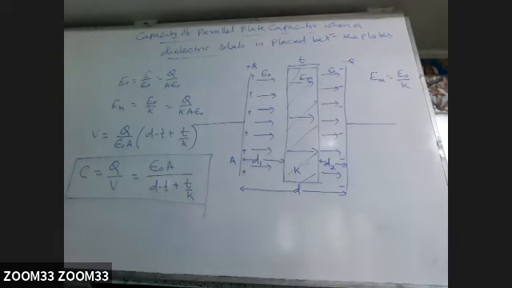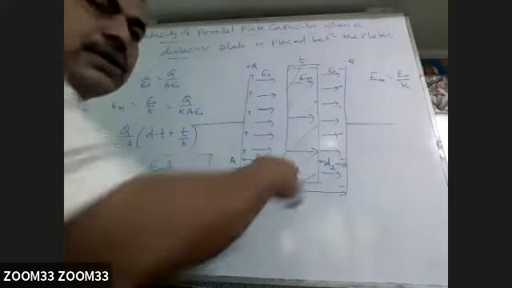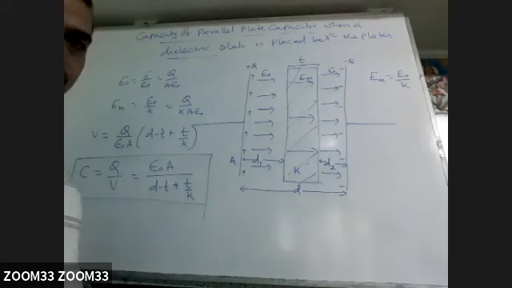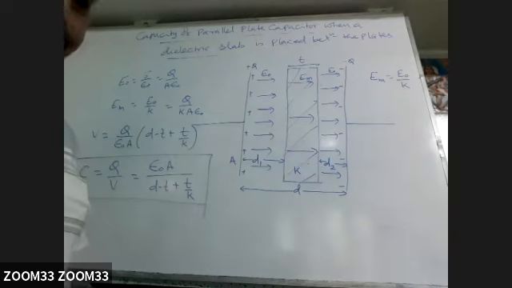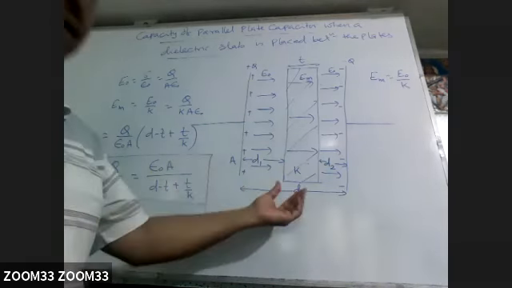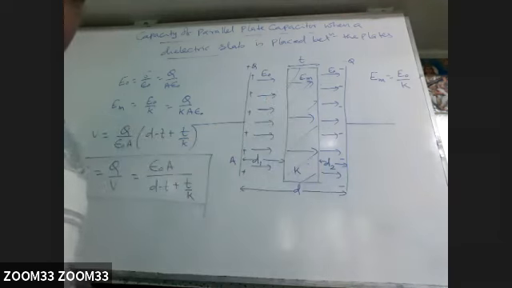When a slab is inserted, it is not completely filled. If it is completely filled, we already know it becomes epsilon naught epsilon r A by D, so the capacitance increases K times. But here it is not completely filled, only a small part is filled.